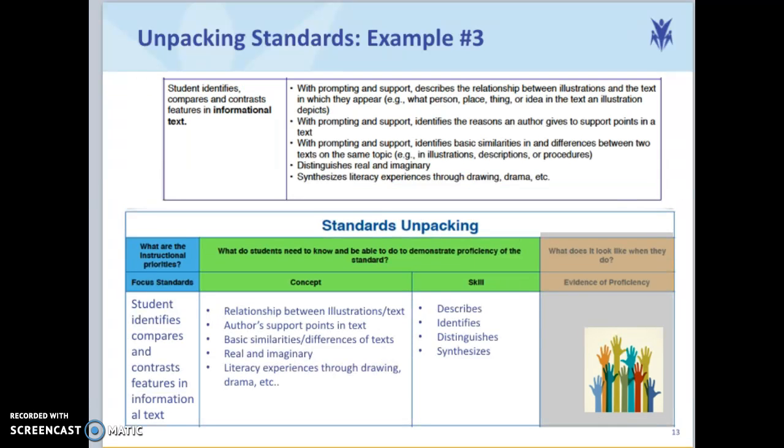Let's take a look at another example. Here you can see again in English language arts, student identifies, compares, and contrasts features in informational text. We do that all the time in kindergarten. But what does that mean? What are the details? What are we actually doing? We're distinguishing between illustrations and text. We're identifying things that are real and imaginary. So again, you can see all the concepts, the nouns, and the skills, the verbs.